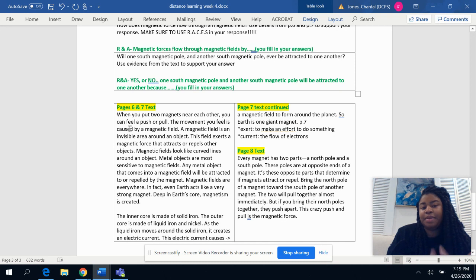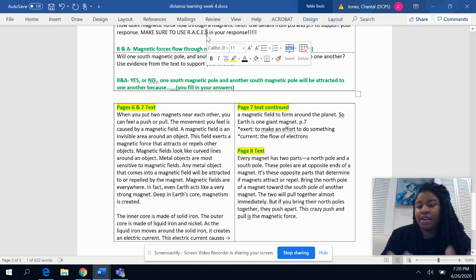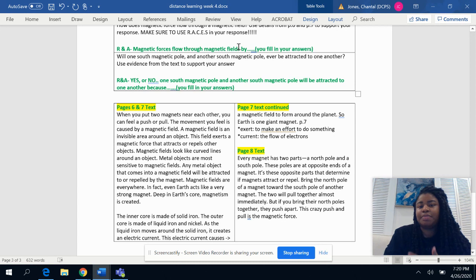This supports my claim because, and lastly, S in RACES. In conclusion, you're concluding everything back together. In conclusion, magnetic forces flow through magnetic fields by da da da. You're kind of just restating your answer in a way. You're telling the reader yet again. All this is to organize your writing, organize your thinking.